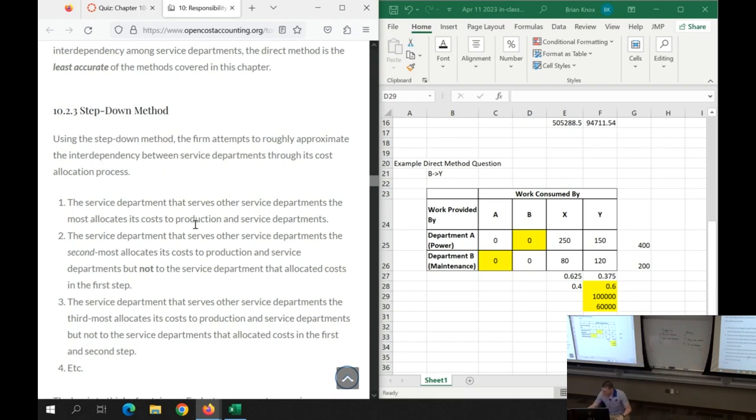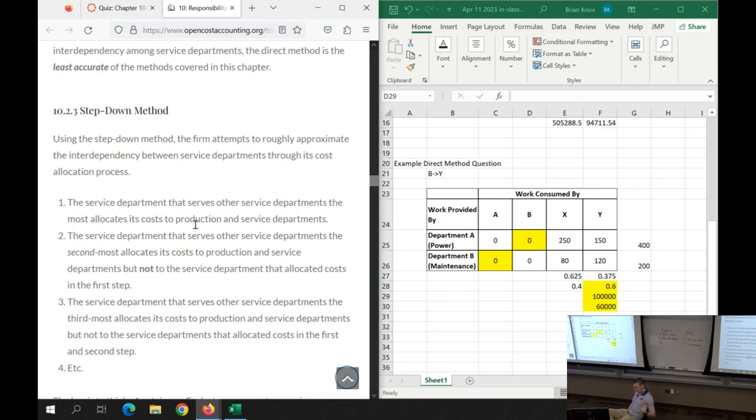All right, so step-down method says, well, we want to incorporate some of the interdependency. Let's try and incorporate the big interdependencies that really matter. But that means that we're going to have to ignore others, because we don't want to be doing this forever. We want it to be a simple process, as simple as we can make it, that we can algorithmically pass through. And when it's done, we still have the same end result, which is that we have moved all of the debit expenses from the service departments to production departments.